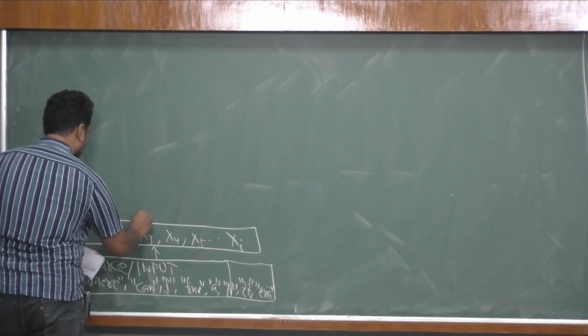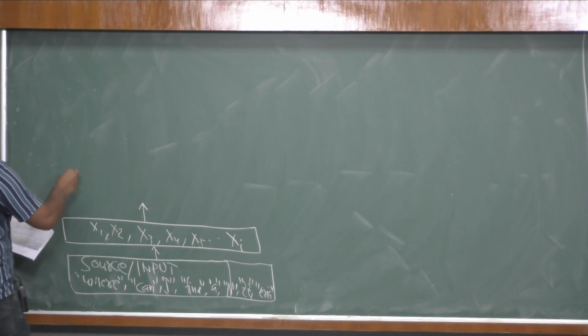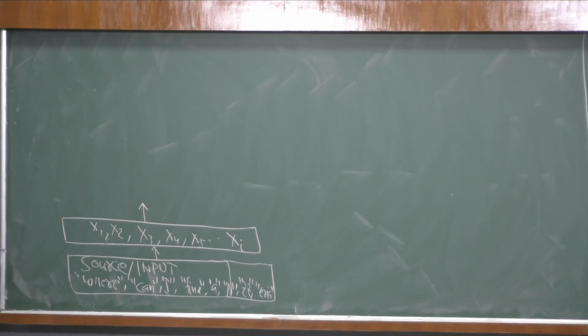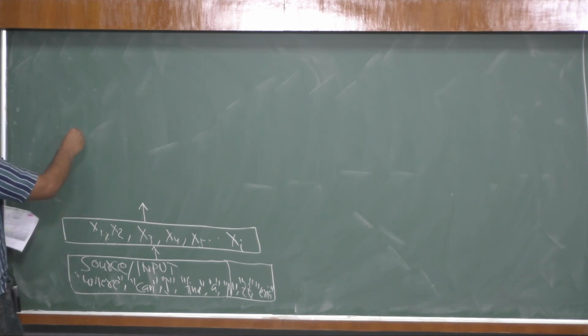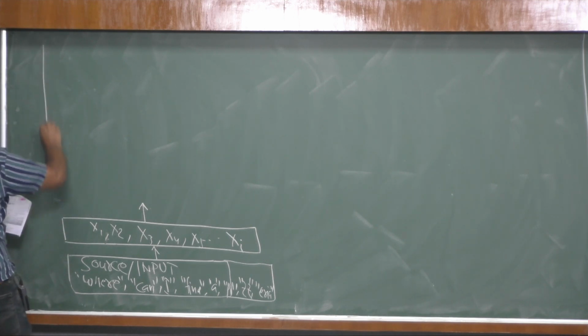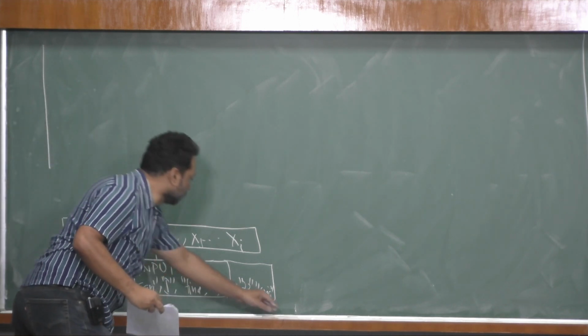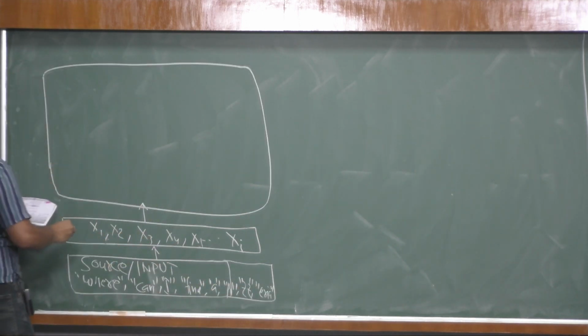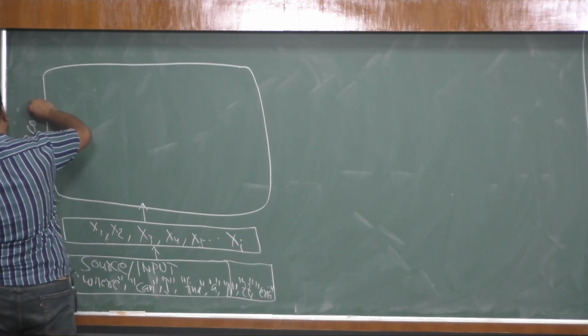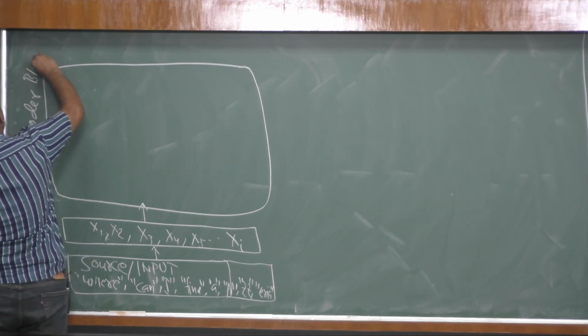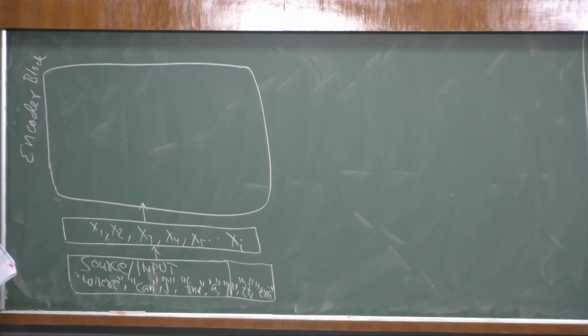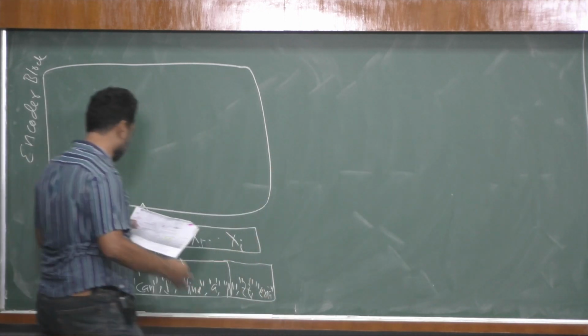Then we have this encoder block. Transformers are also encoder-decoder models, and what we are dealing with is the encoder. We saw this in the beginning in the previous class. So this is our encoder block, and there will be a decoder block here as well. We will come to that.